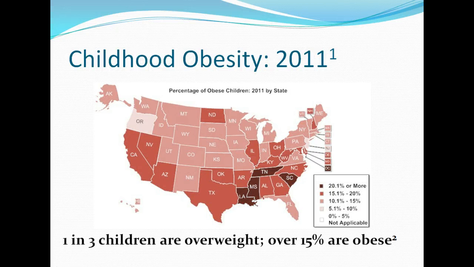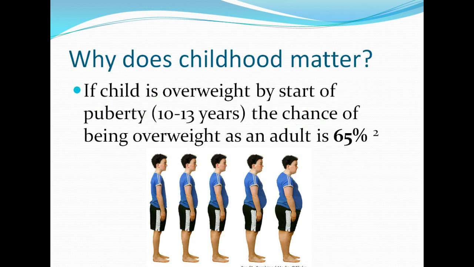However, now in 2011, you can see that most of the states have gone up in the percentage of children who are obese. Today, 1 in 3 children are overweight and over 15% are obese. So why does childhood matter? Well, multiple studies have shown that if the child is overweight by the start of puberty, which is 10 to 13 years old, the chance of being overweight as an adult is 65%.